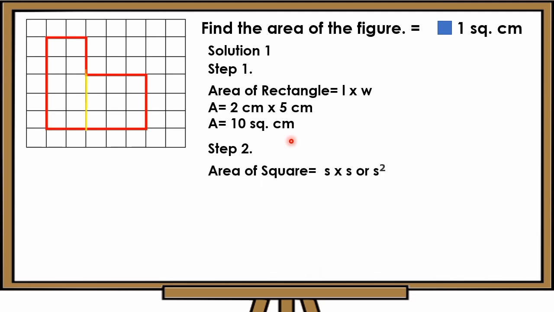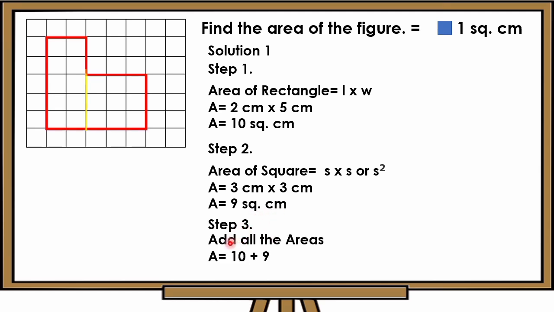For step 2, we will get the area of this square. So, let us count. 1, 2, 3. Ibig sabihin, ang isang square ay 1 squared centimeter. So, ang tatlo na to, ang katumbas niya ay 3 centimeter or 3 squared centimeter. So, therefore, the area is equals to 3 centimeters times 3 centimeters is equals to 9 squared centimeters.